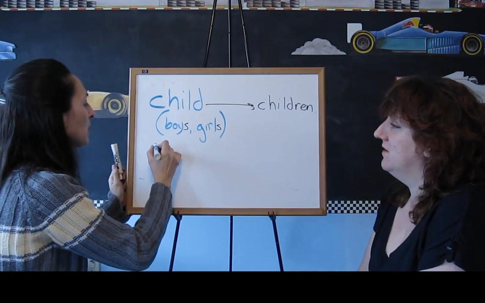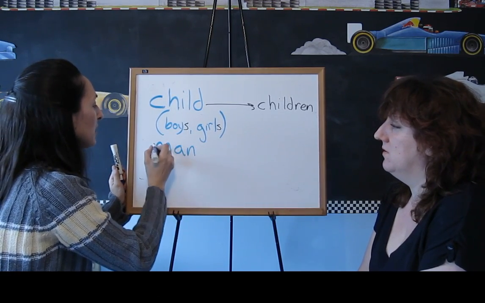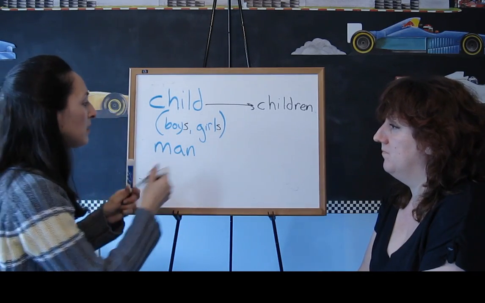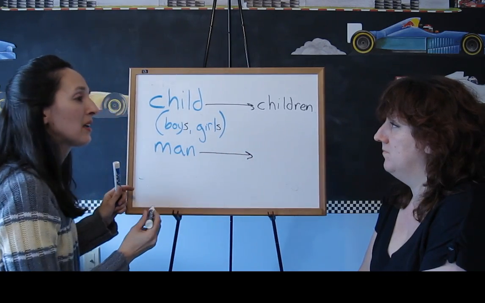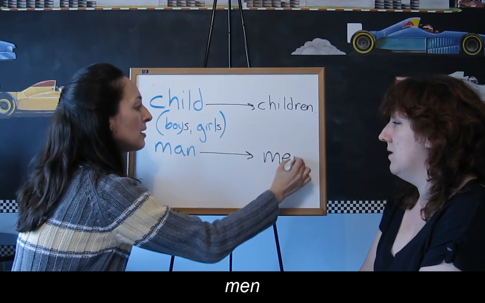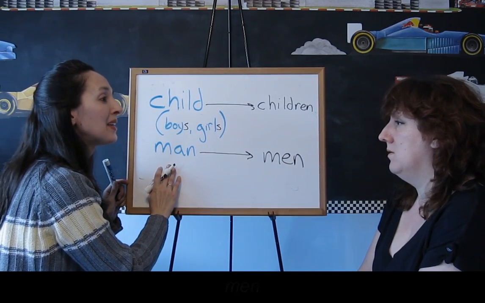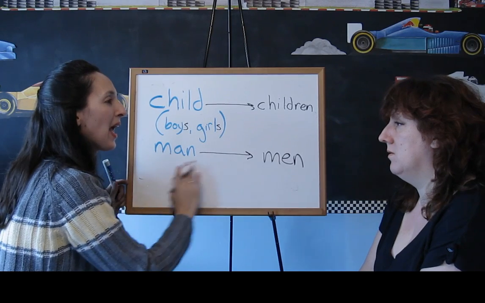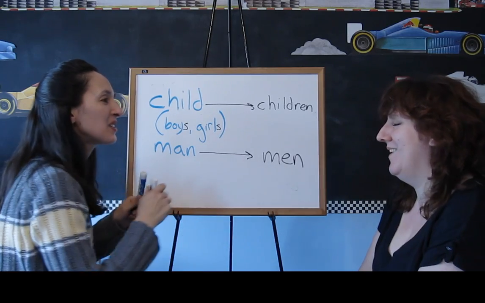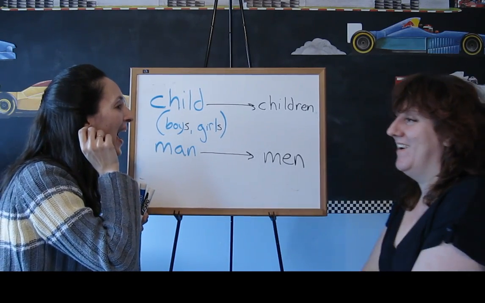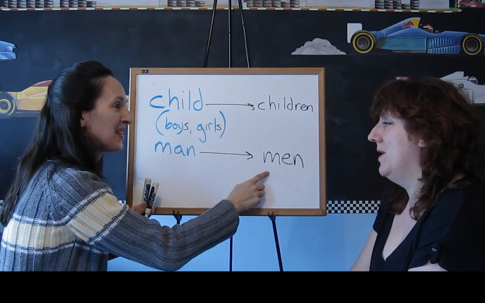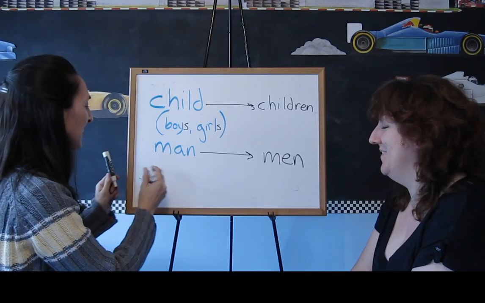Child, children. What about man? Barack Obama, Brad Pitt, Michael Jackson. That's one man. Many. What's the plural of man? Men. Listen, man. Men. The difference is the vowel sound. Listen. Man. Men. Yes. Okay.